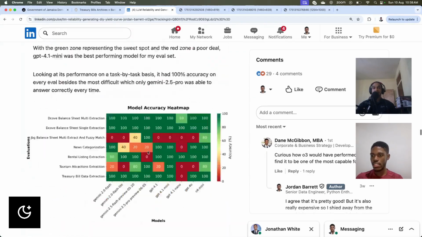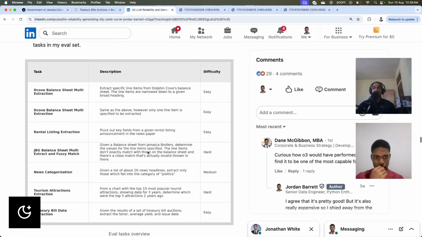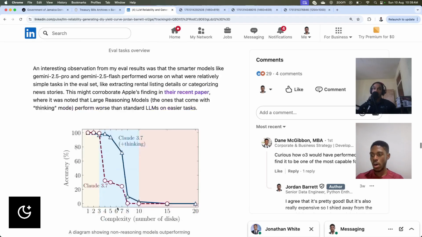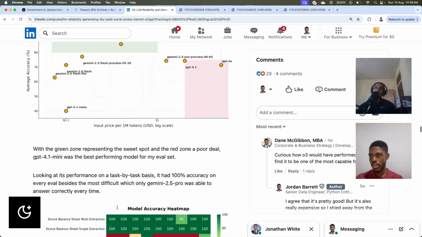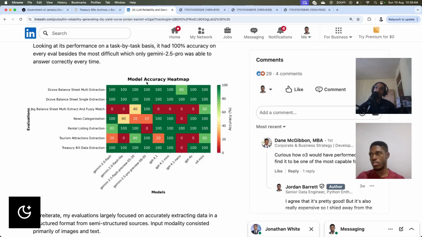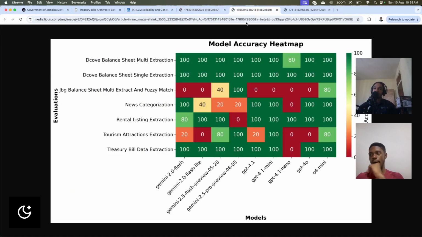So for instance, I had tasks that I tested a few models on, and one of them was treasury bill extraction. I gave this to all of the models, and we can look at the performance here. Average accuracy, right? So we can see the accuracy heat map. Let me see if I have that. Okay. We can see, for instance, that Gemini 2.0 struggles with some of them, but every single one of them, aside from the smallest model at the time, 4.1 nano, got it right. So I was like, okay, I could use any one of these for this.